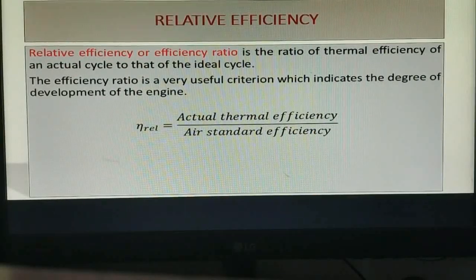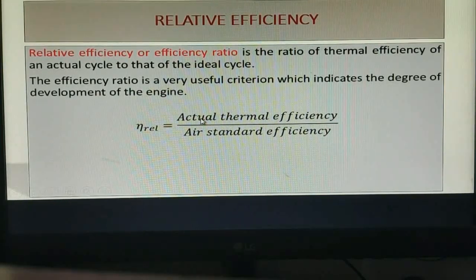Now the next performance parameter is the relative efficiency. The relative efficiency or efficiency ratio is the ratio of the thermal efficiency of an actual cycle to that of an ideal cycle. The efficiency ratio is a very useful criterion which indicates the degree of development of the engine. That is, we calculate the actual thermal efficiency of the engine and compare it with the ideal thermal efficiency. The ideal thermal efficiency is based on the ideal Otto cycle or diesel cycle, which is known as the air standard efficiency. That comparison will give you the relative efficiency.